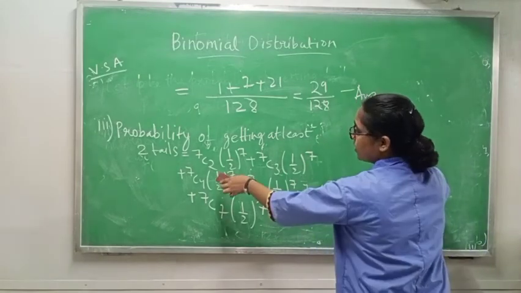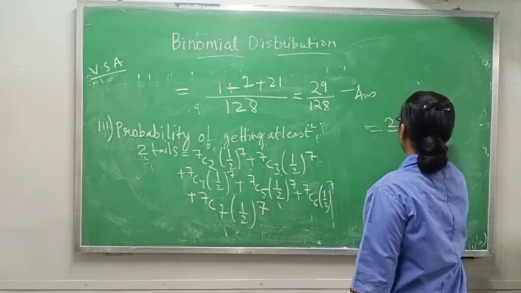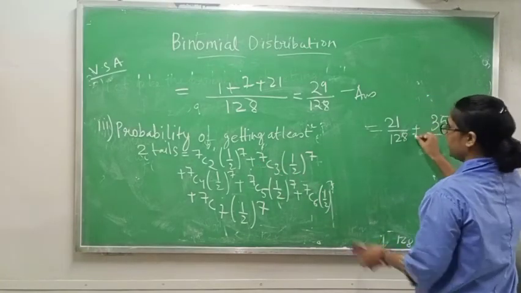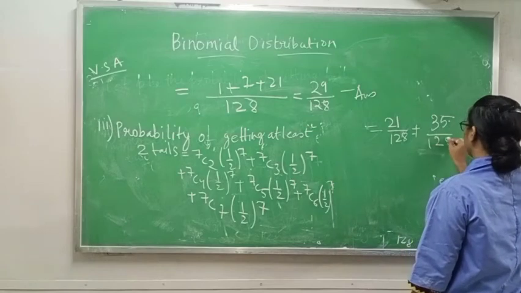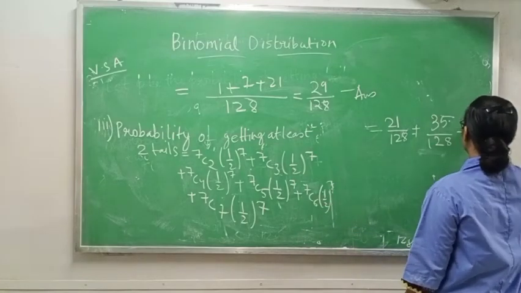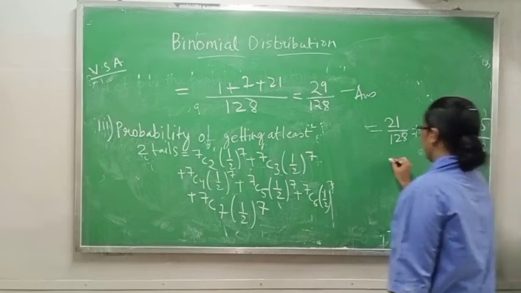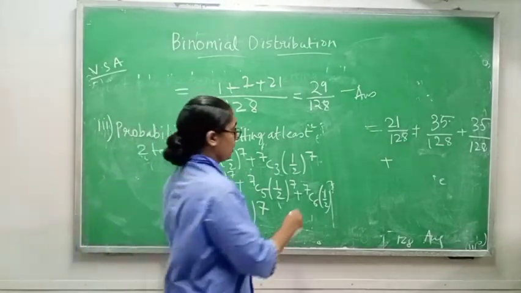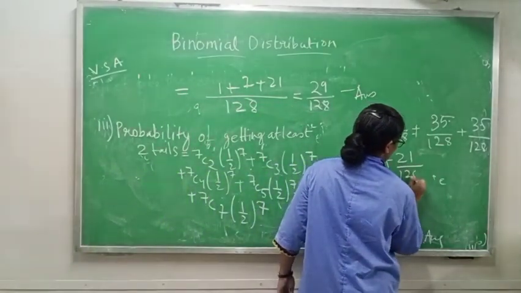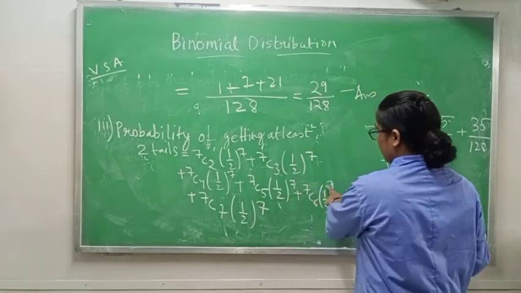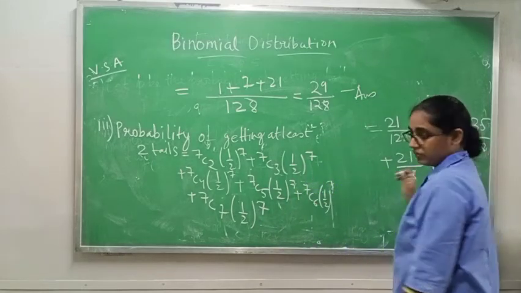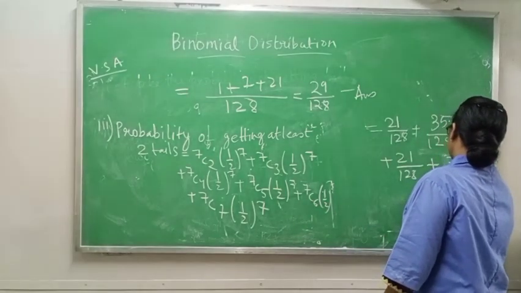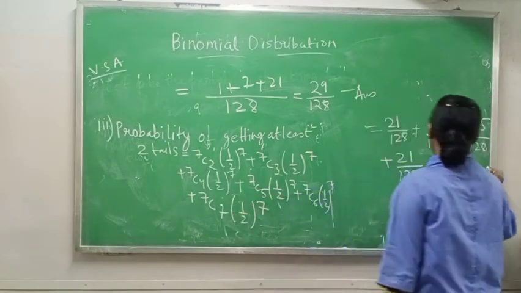Now solve this one. 7c2 will give you 21 by 128. 7c3 will give you 35 by 128, plus 7c4 again it will give you 35 by 128, plus 7c5 will give you 21 by 128, plus 7c6 will give you 7 by 128, and 7c7 will give you 1 by 128.